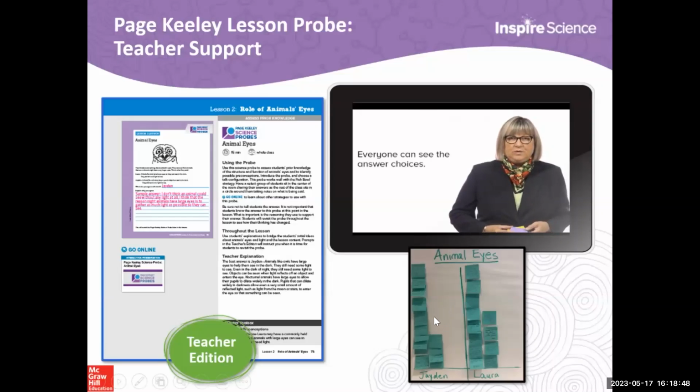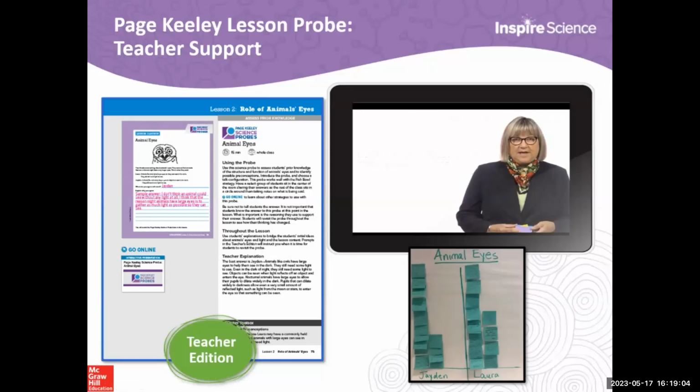We have them share their thinking in Inspire Science, maybe with a sticky note strategy. This is one of about 20 strategies we include for students to share their thoughts and their thinking. Looks like the class is pretty evenly divided. About half the students have chosen Jaden as the best answer, and the other half has chosen Laura.